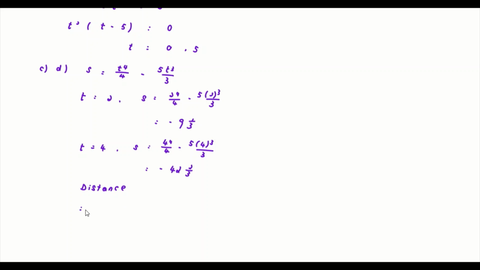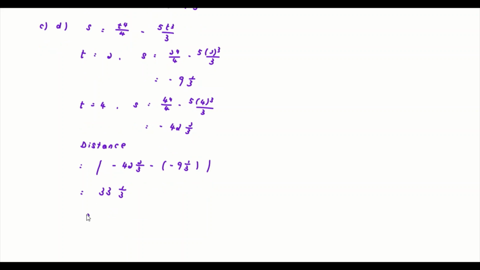Okay, so for distance, it will be quite easy. If you don't want to think about it, you just use the displacement for the final stage minus the initial stage, and you need to do a modulus basically. So 2 over 3 minus negative 9 1 over 3. From here I'll be able to get 33 and 1 over 3. Alright, so that's the distance part.